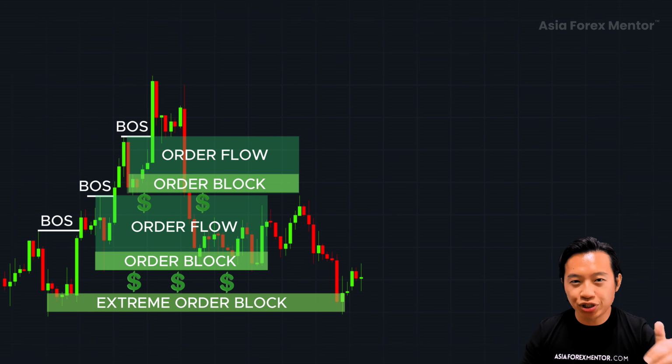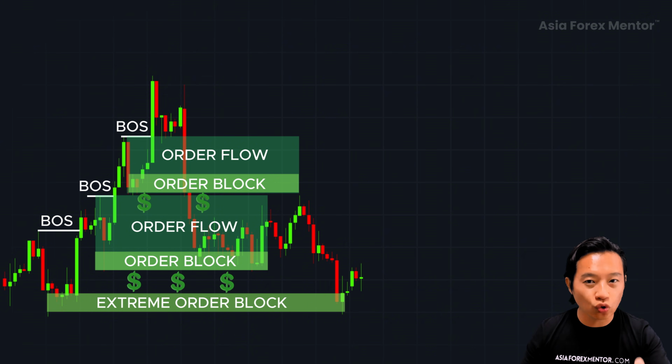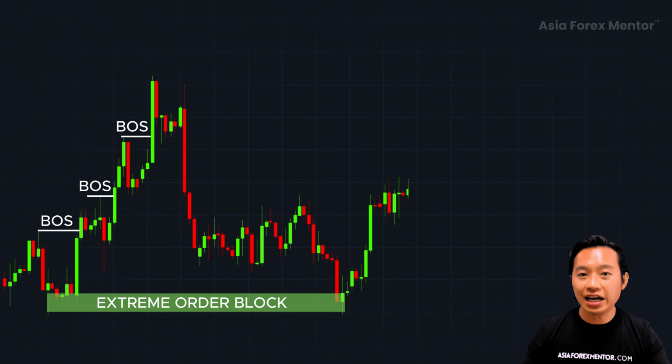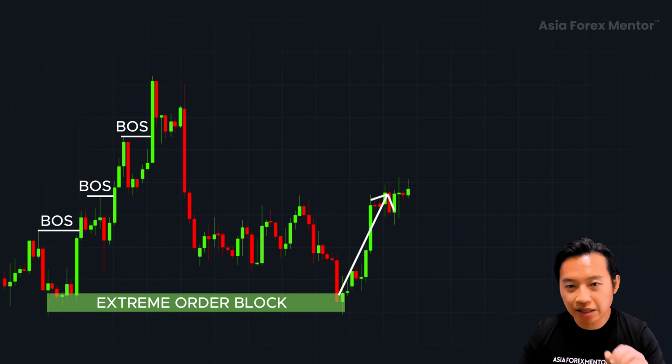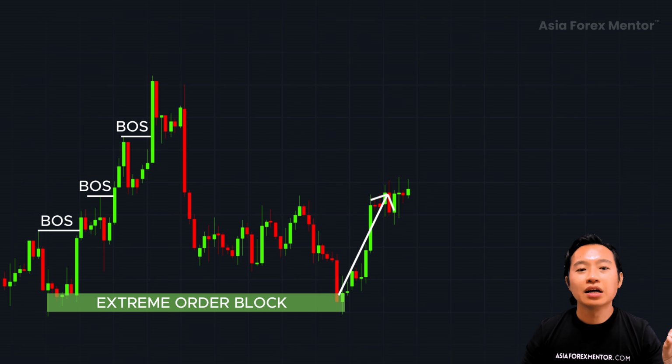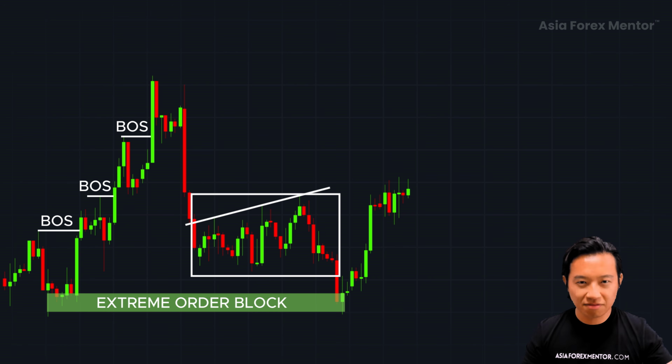So now, after capturing enough liquidity, price used the upper zones as inducement levels, reversed from the extreme order block, and then moved sharply to the upside. Okay, so now what happened? Price has formed a what? A consolidation, right? An internal consolidation. That's where a small trend line has now emerged within this consolidation itself.